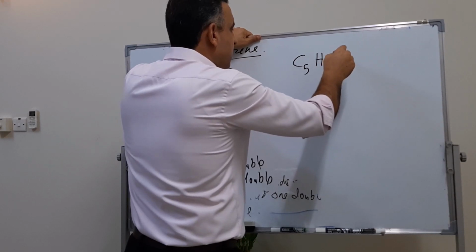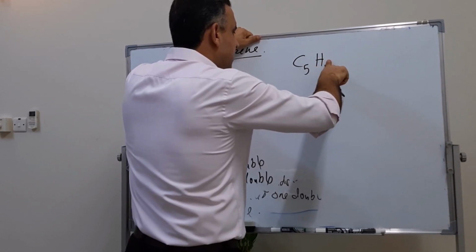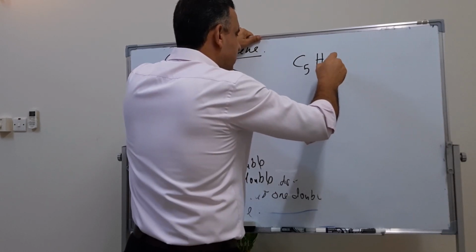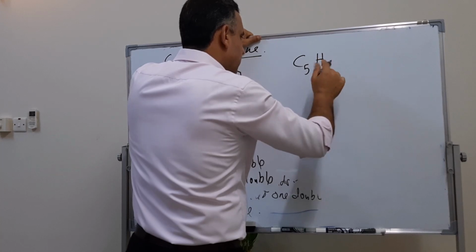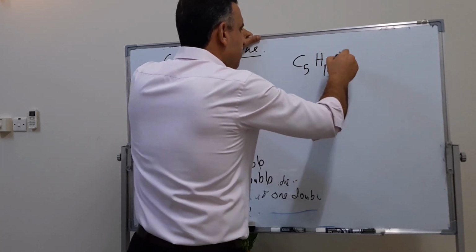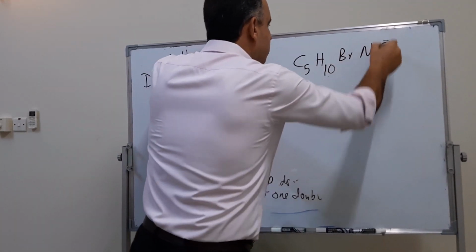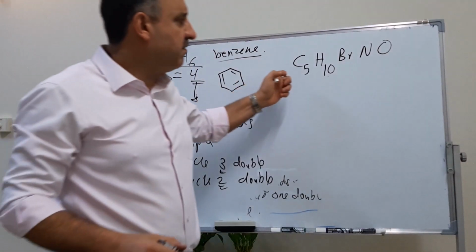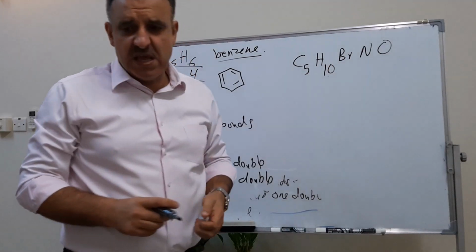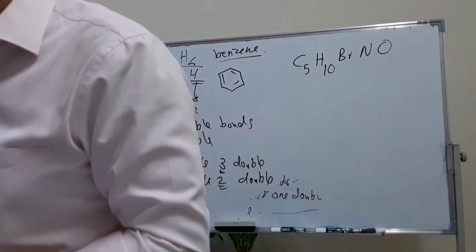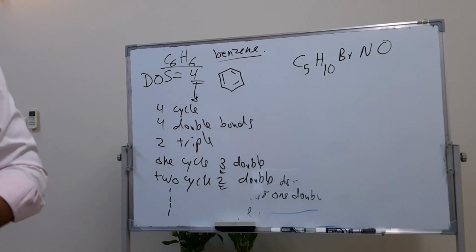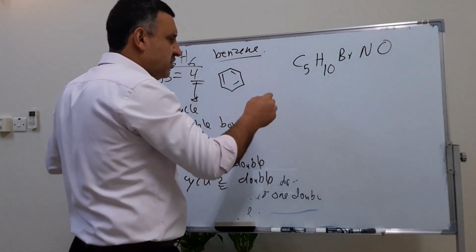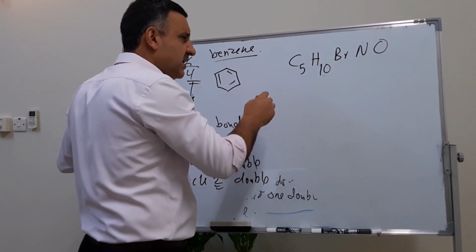C5H10BrN, for example. What's the degree of unsaturation of a molecular formula of this compound? In this case, it becomes a little bit difficult to calculate the degree of unsaturation, but I'm just going to write a rule here which can be easily calculated.